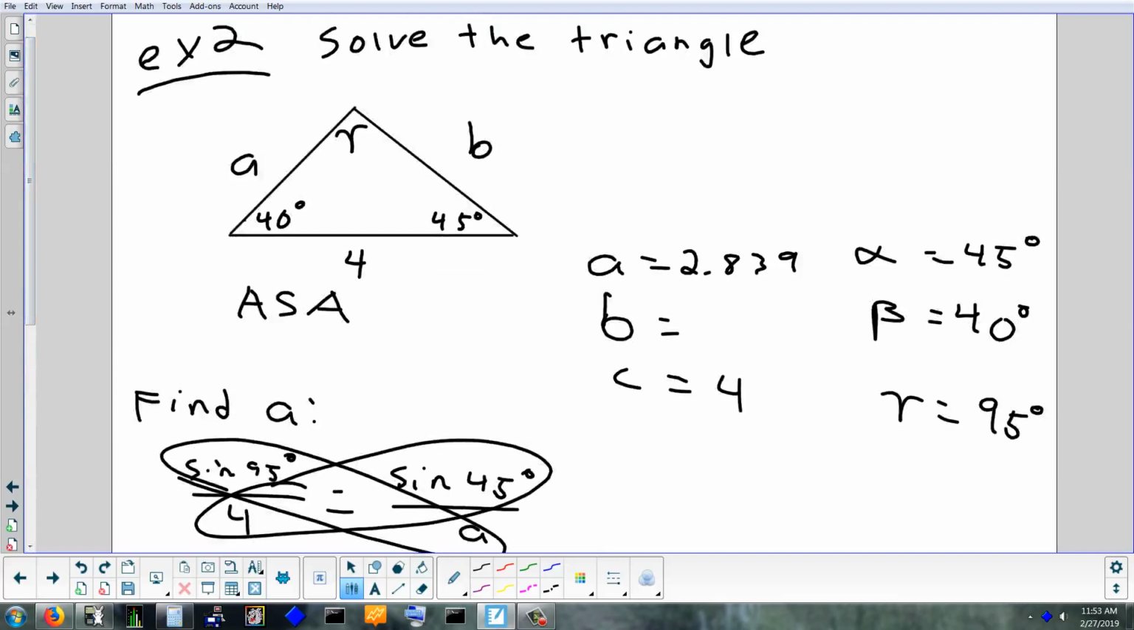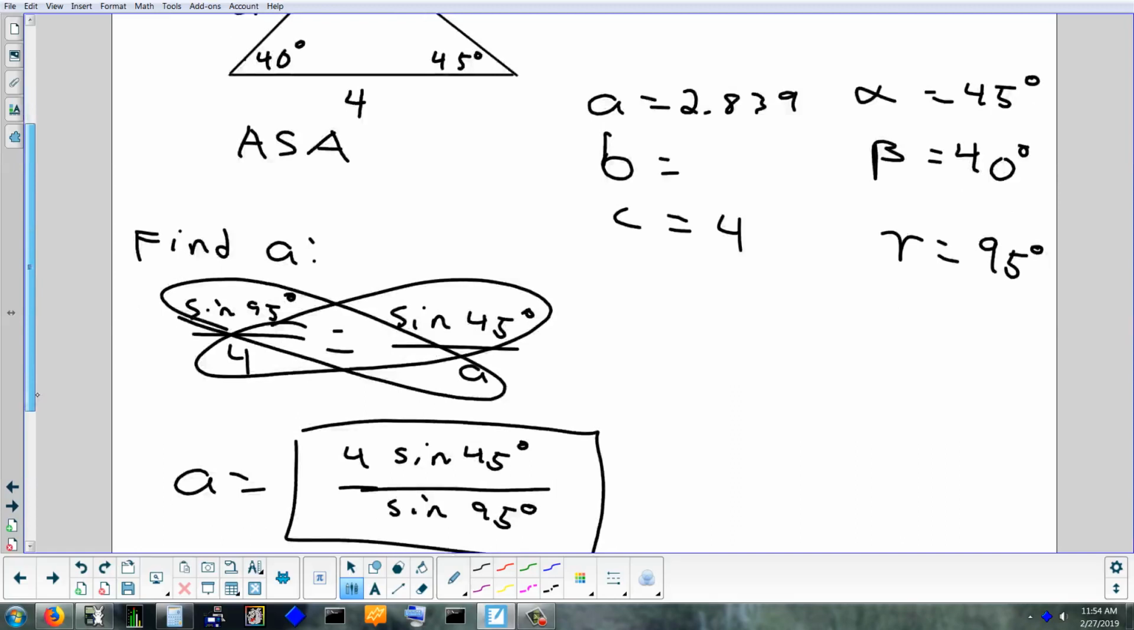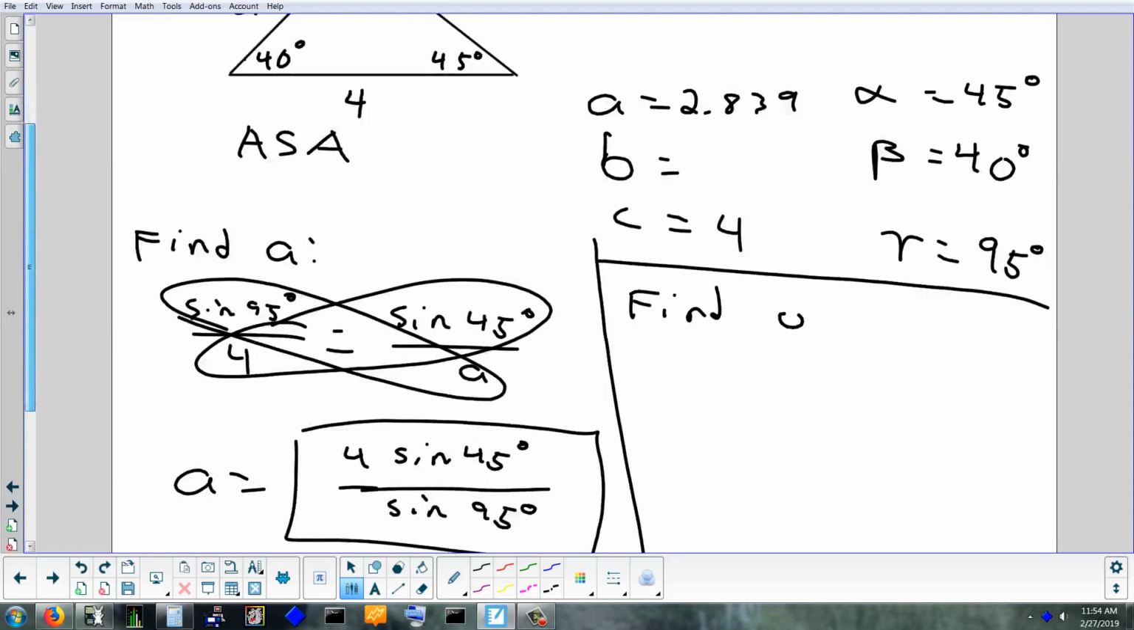Now, can I use Pythagorean theorem to get B? No. If I use Pythagorean theorem, I'm assuming I have a 90, and I don't. I have an angle that's close to 90. So if you use Pythagorean theorem, your answer will be close to being right, but it'll still be wrong. So we don't want to use Pythagorean theorem. Let's find B the same way we did A.